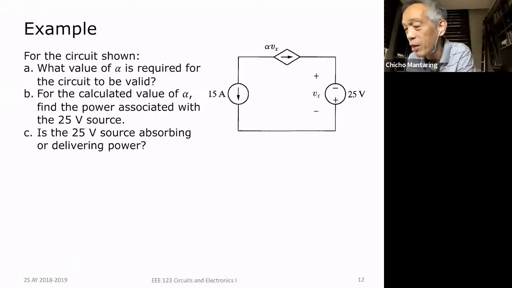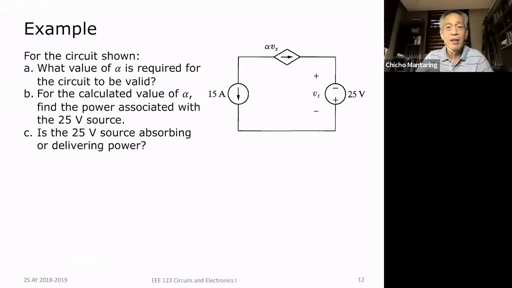Okay, here's an example. For the circuit shown, what value of alpha is required for the circuit to be valid? Okay, this problem tests your understanding of valid and invalid circuits. It tests your understanding of dependent sources, okay? So let's see. What value of alpha is required for the circuit to be valid? So I want to see some answers. I haven't seen any correct answer yet.